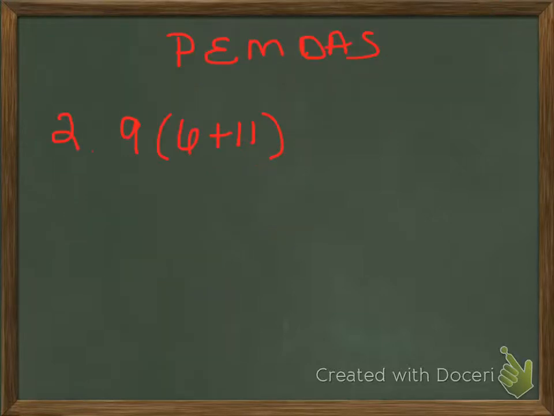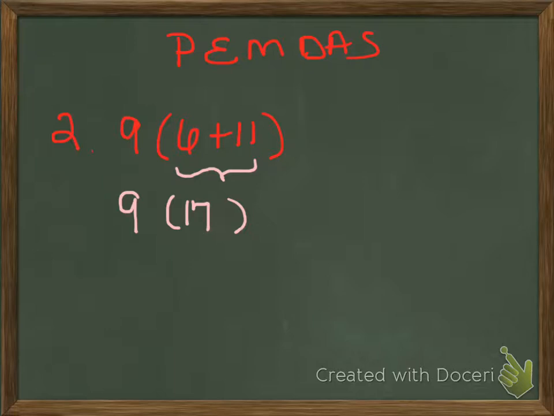So let's look at problem number 2. 9 times the quantity of 6 plus 11. So I start with my P in PEMDAS, which is parentheses. I do have parentheses, they're right here. So I have to solve what's inside the parentheses first. So you copy down the 9 and the parentheses, and we're going to perform the operation inside, which is addition. So 6 plus 11 is 17.